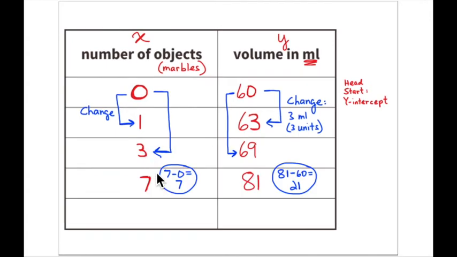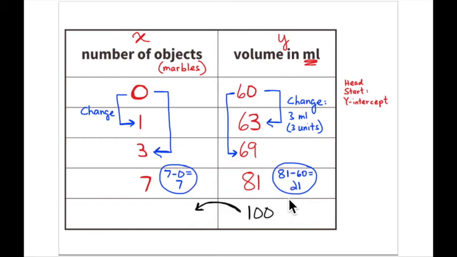Add 7 marbles, goes up to 81 milliliters, but what's the change? You have to take that 81 and subtract the 60. That leaves you with 21 milliliters, and that's because of a change in x of 7 marbles. So it's 7 marbles minus 0 equals 7. So how many milliliters per marble? 21 divided by 7 is 3.